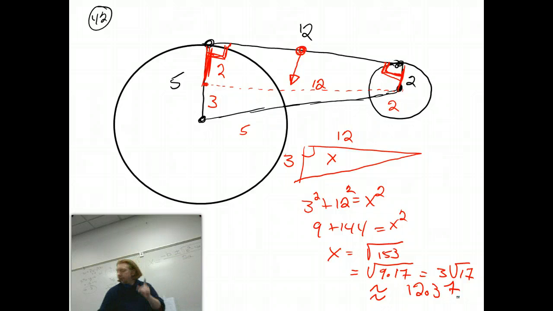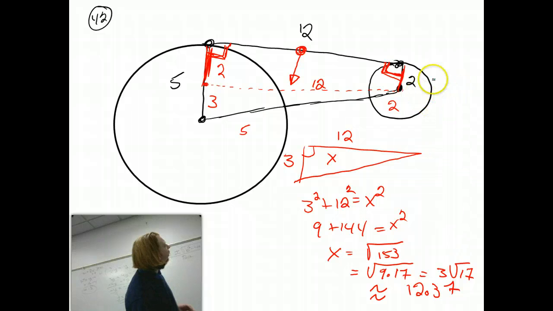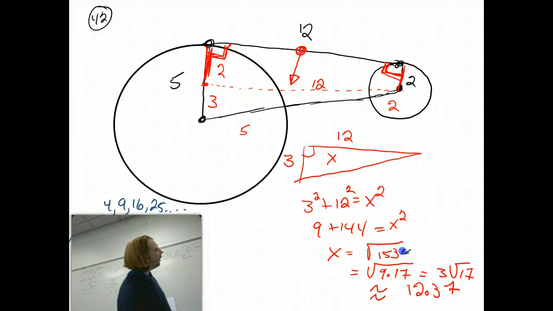Yeah. The thing to remember is you're asking yourself about all the perfect squares out there, numbers like 4, 9, 16, 25, which of those divide into 153? And since 9 does, I can factor 153 as 9 and 17, and then the square root of 9 is 3, so I can take the square root of 9.